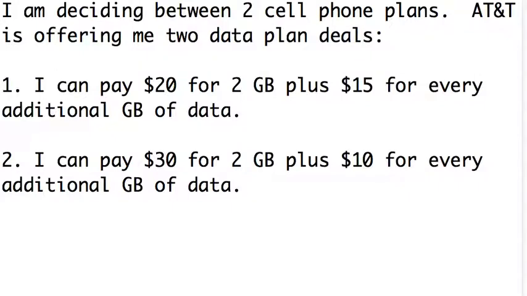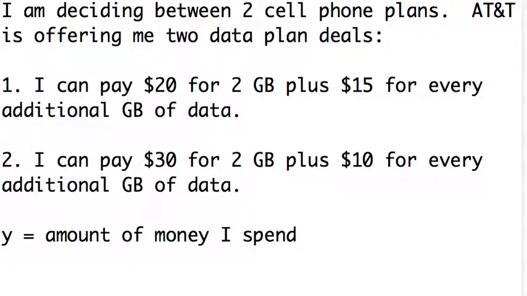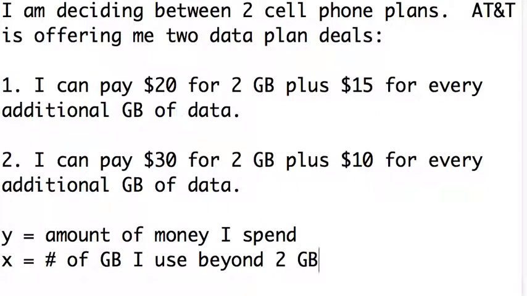Why? Well, we're essentially given a slope right here. $15 is a rate. Every gigabyte of data I use over 2 gigabytes costs me $15. And here is a rate too. So in general, let's let y be the amount of money I spend, and x will be the number of gigabytes I use beyond 2 gigabytes.